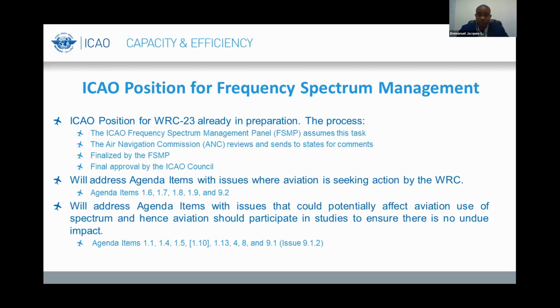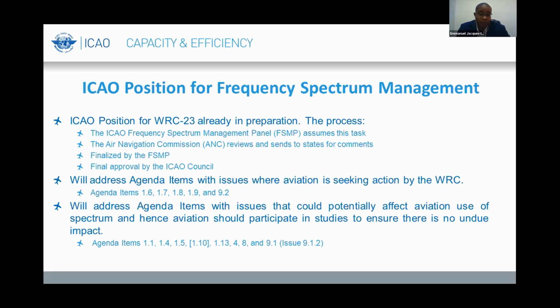And the new position will address agenda items that have issues where aviation will need action by WRC 23, like agenda items 1.6, 1.7, 1.8, 1.9, and 9.2. If we take agenda item 1.8, it is to consider appropriate regulatory actions to accommodate the use of fixed satellite services networks by control and non-payload communication from unmanned aircraft systems.